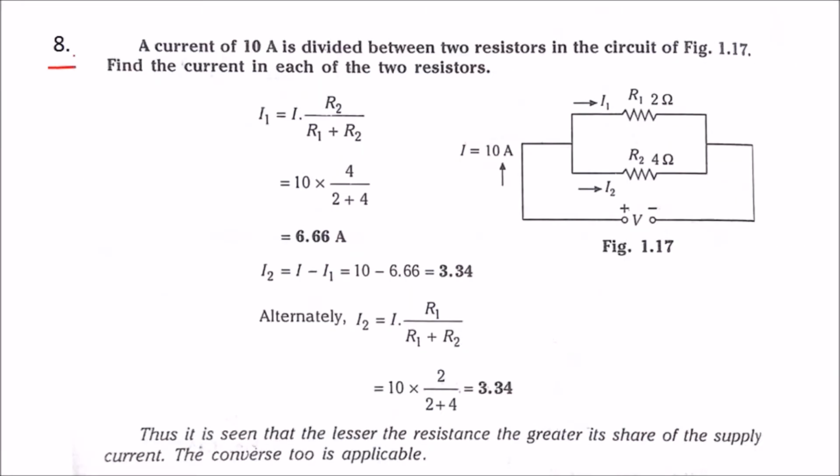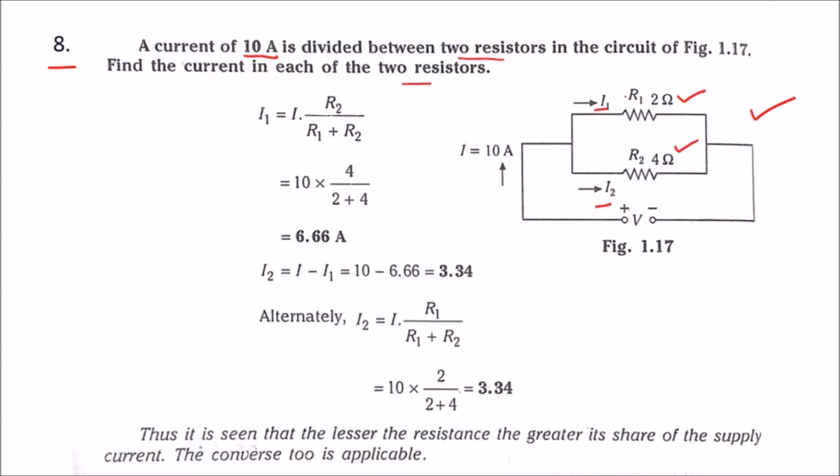Problem number 8. A current of 10 amp is divided between two resistors in the circuit of figure 1.17. Find the current in each of the two resistors. Here we need to find I1 and I2. In the previous problem, R1 and R2 were equal, that is 2 ohms and 2 ohms. Here the two resistance values are different. Here R1 is 2 ohms and R2 is 4 ohms.